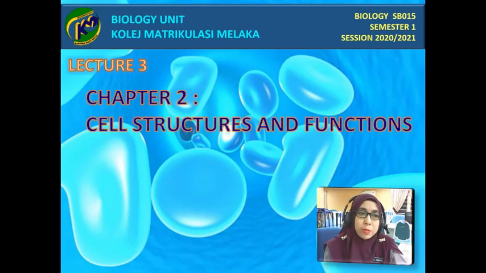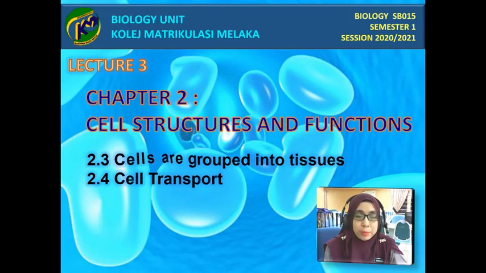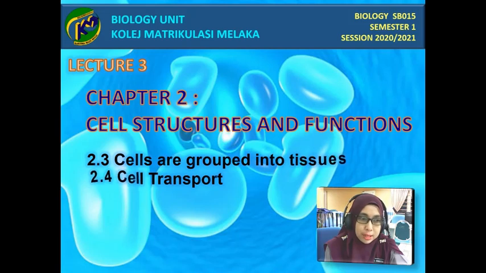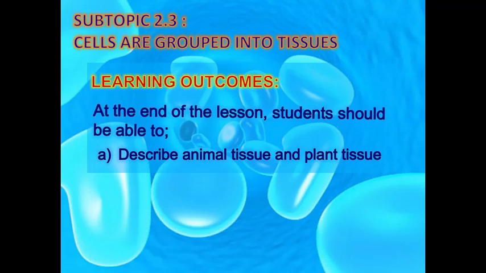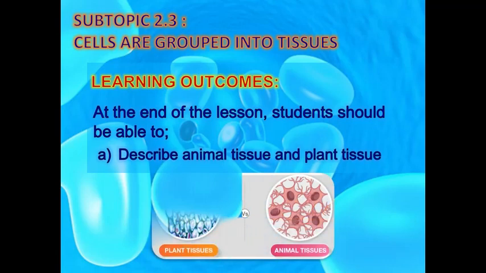Hi everyone, today we are going to learn Chapter 2, Subtopic 2.3 Cells are grouped into tissues and 2.4 Cell Transport. Learning outcomes. Students should be able to describe animal tissue and plant tissue.